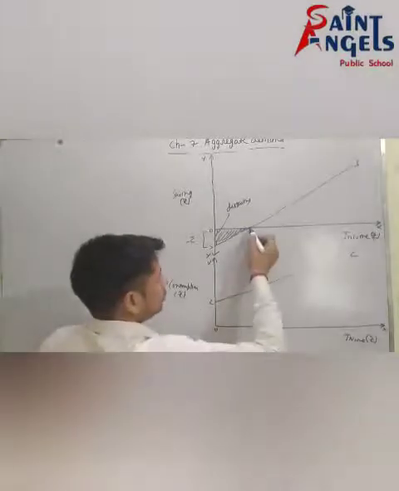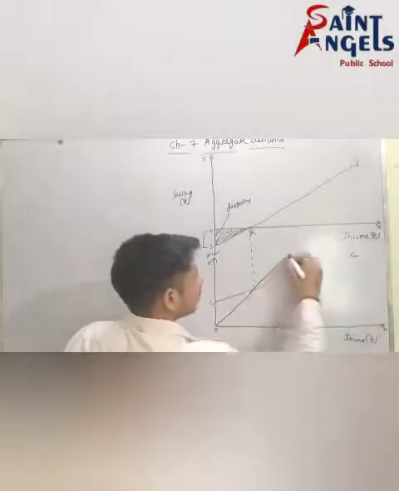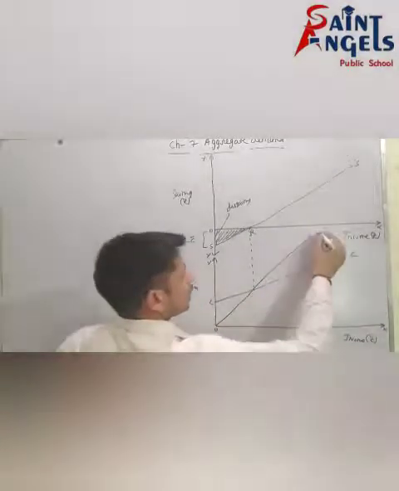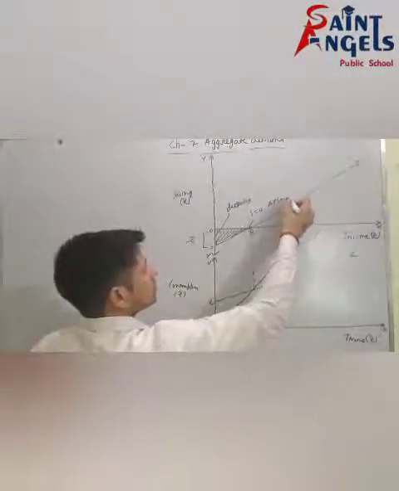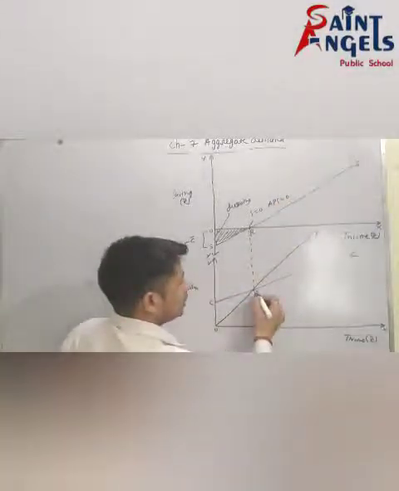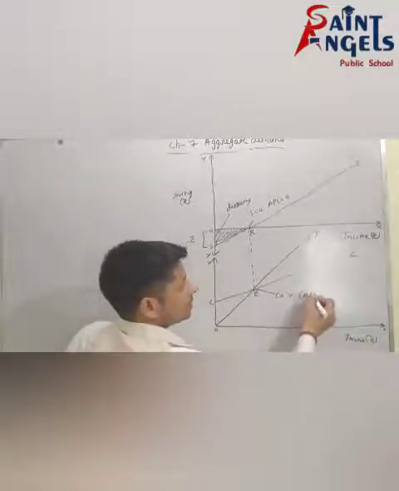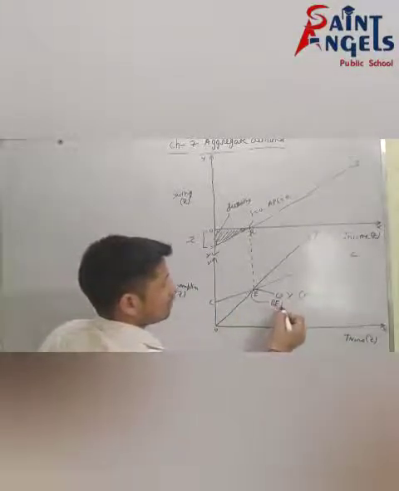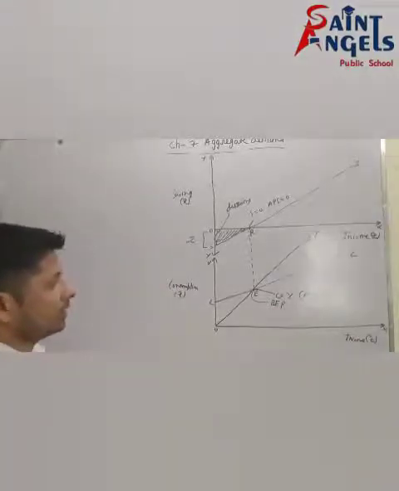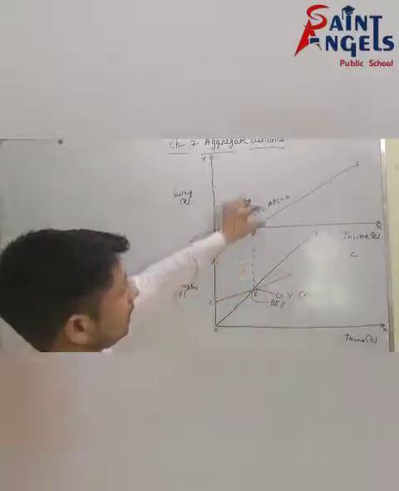Corresponding to point R, you will draw the income line. At point R saving is 0, or you can say APS is equal to 0, and at point E consumption is equal to income and APC is equal to 1. This is called the break even point. Now we are going to explain the derivation of the consumption curve with the help of the saving curve.